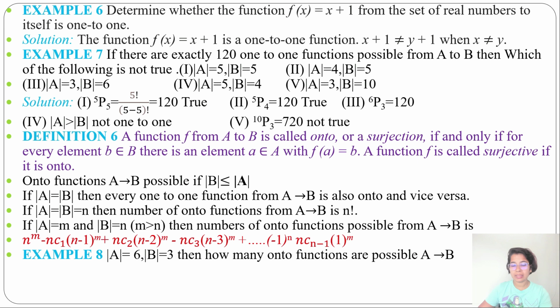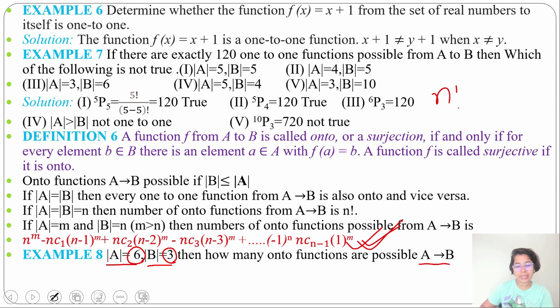First, example 8. Let A cardinality equal 6 and B cardinality equal 3. Then how many onto functions are possible from A to B? Here A cardinality equals 6 and B cardinality equals 3. The number of elements in set A is greater than the number of elements in set B, so we can apply this formula. If the number of elements in set A equals the number of elements in set B, then it will simply be n factorial. Here what is n? n equals 3 and m equals 6.